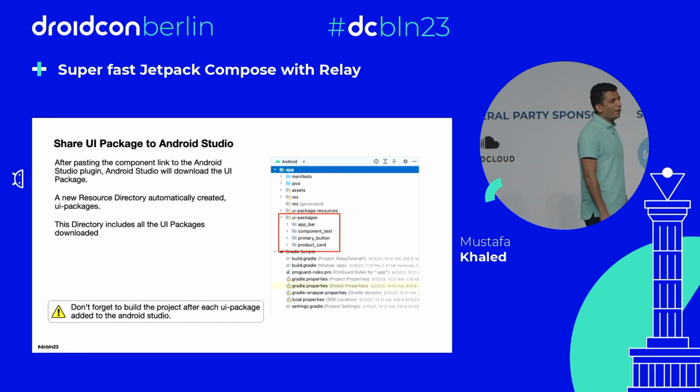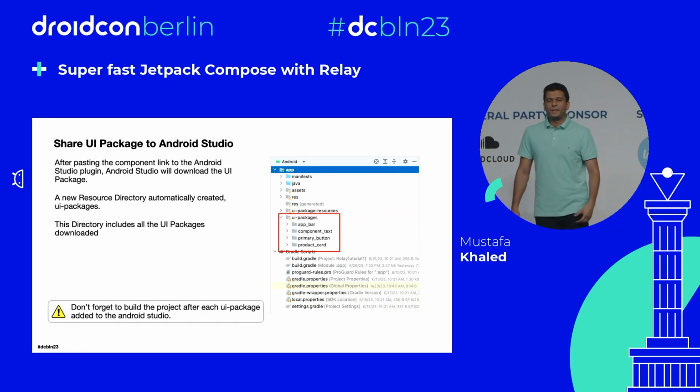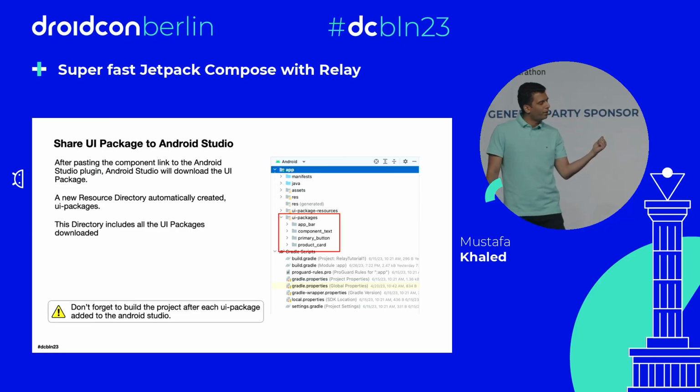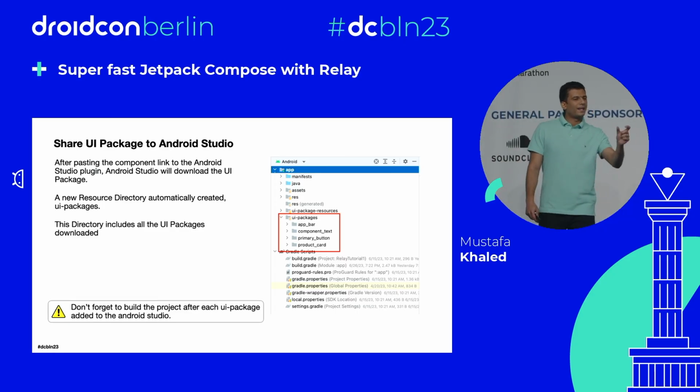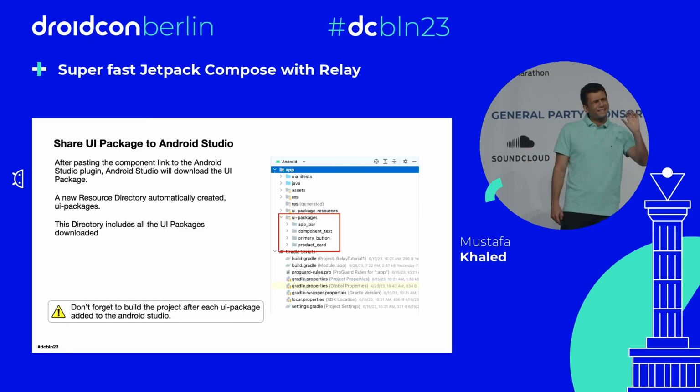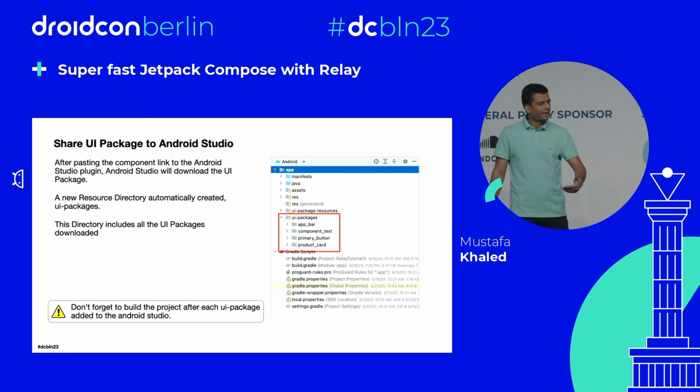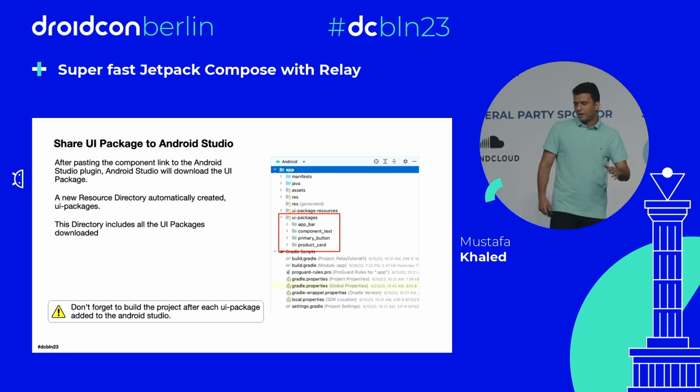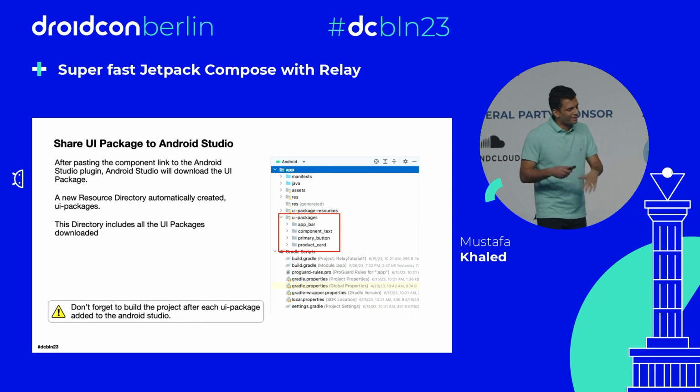After that, you will find a new resource directory created for you if it was not created before. It will contain the names of the components or UI packages generated as they are on Figma. So for example, here we have an app bar, component text, and primary text, and maybe a lot more. It's not limited to a specific number of components. It's like infinite.